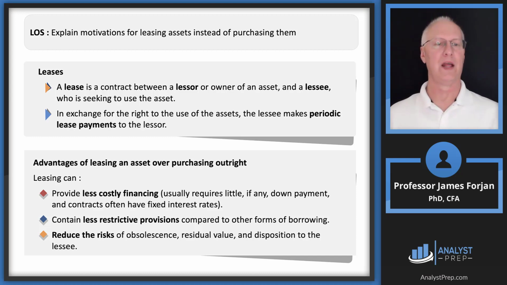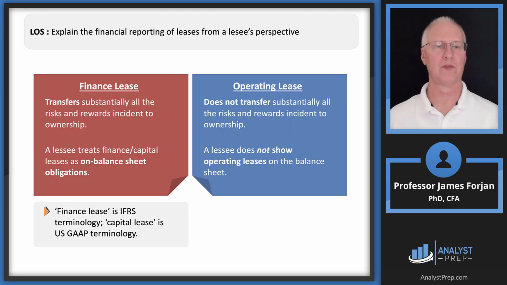All right, let's look at that LOS. Explain the motivation. So I think I just did this. Provide less costly financing, right? That makes sense. Less restrictive provisions, and it reduces the risk of all sorts of bad things that can happen during the lifetime of either the asset or the lease. All right, two types of leases out there. Let's go over to the right one, the operating lease.